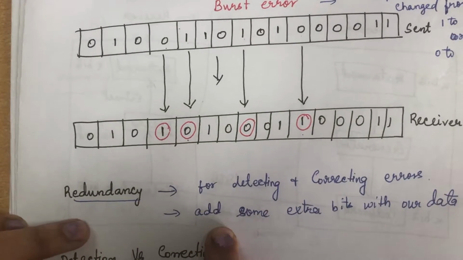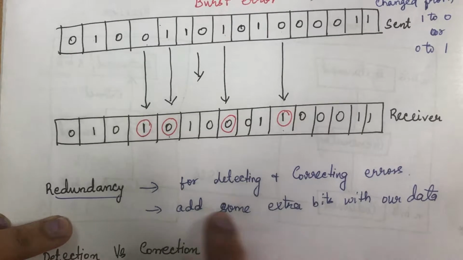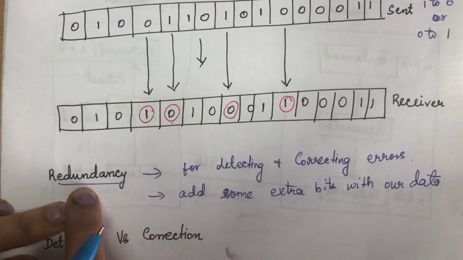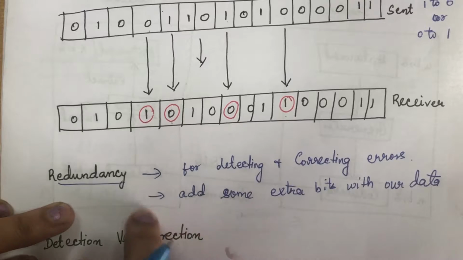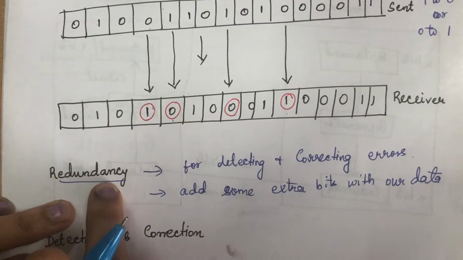These redundancy bits are added and sent by the sender, and on the receiver side they are removed. This concept of adding extra bits on the sender side and removing those redundancy bits on the receiver side is called redundancy. We will see more about this concept later.